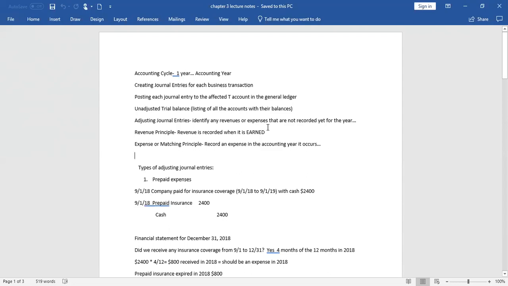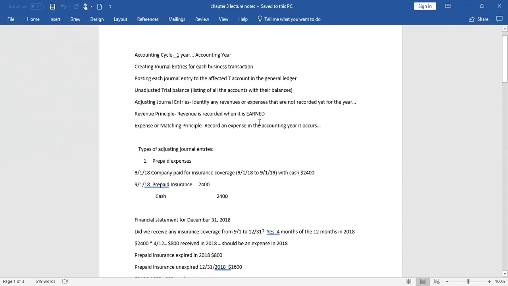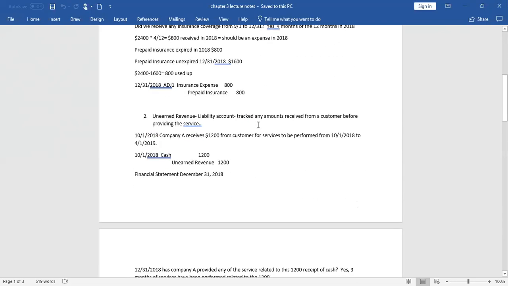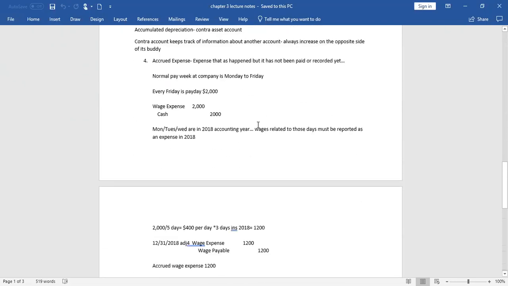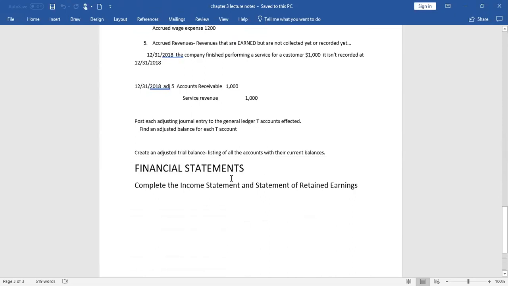Okay, so these were the notes we were working with the other day, on the accounting cycle. You would see those in that presentation. And here's where we ended, created an adjusted trial balance. Now it's time to create the financial statements.